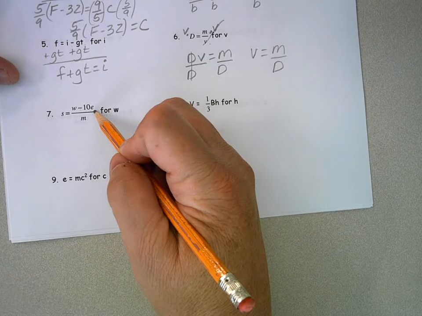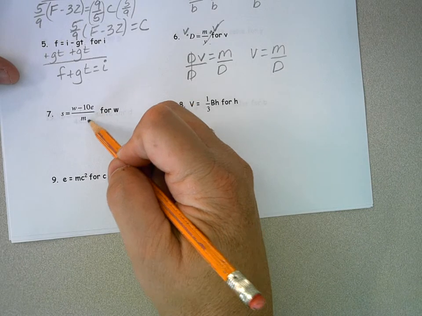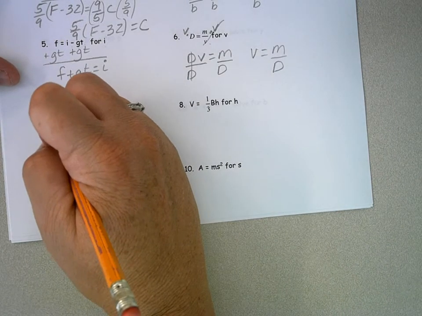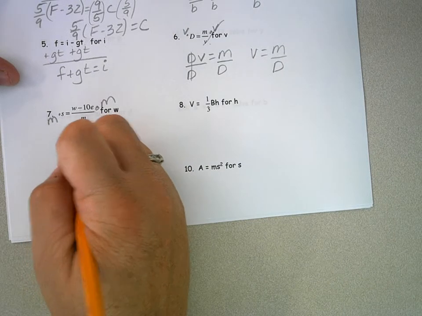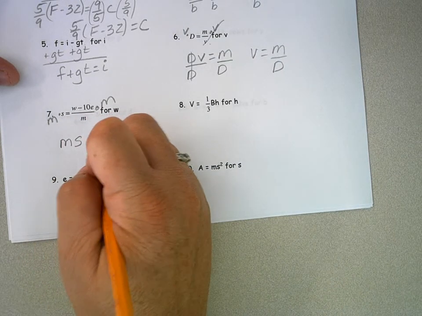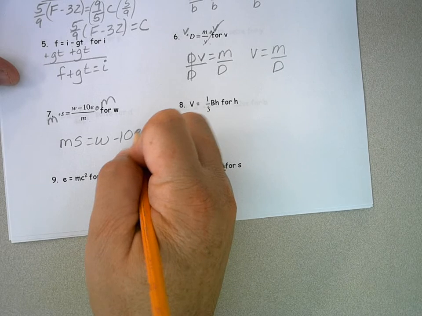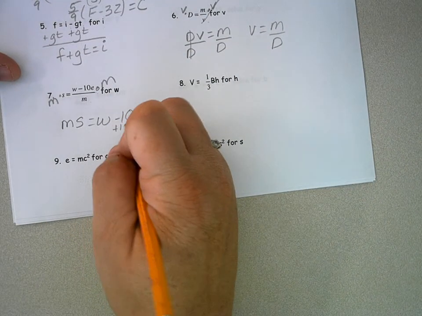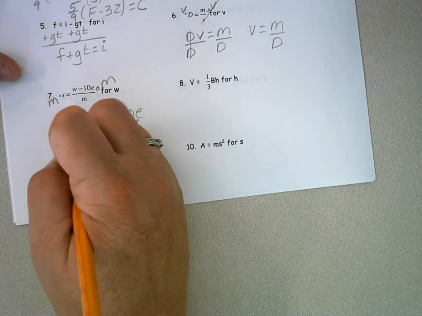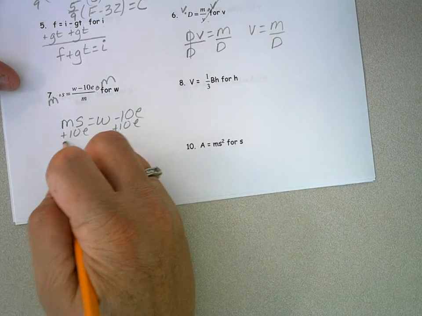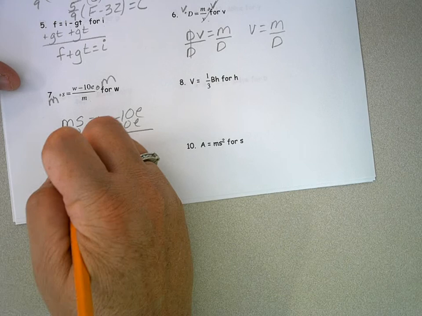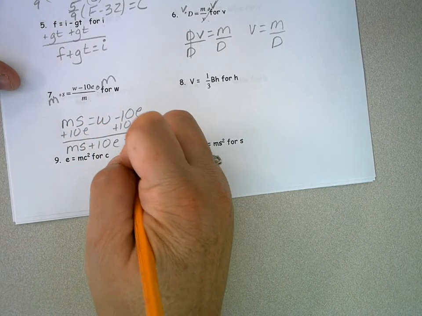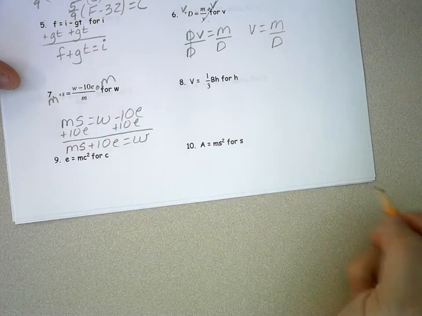Number 7, we need to first of all get rid of this divided by M. So the opposite of divide is multiplying. So we have MS equals W minus 10E. And then to get rid of that subtract 10E, you add 10E to both sides, and you have MS plus 10E equals W.